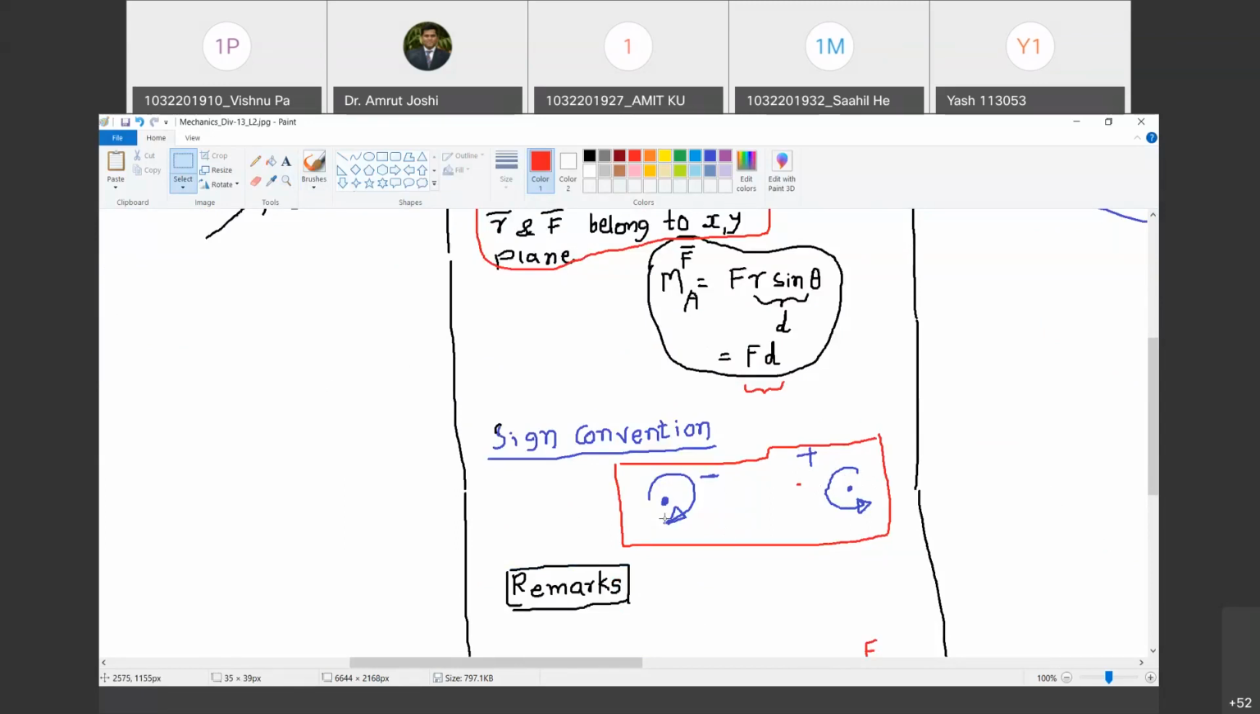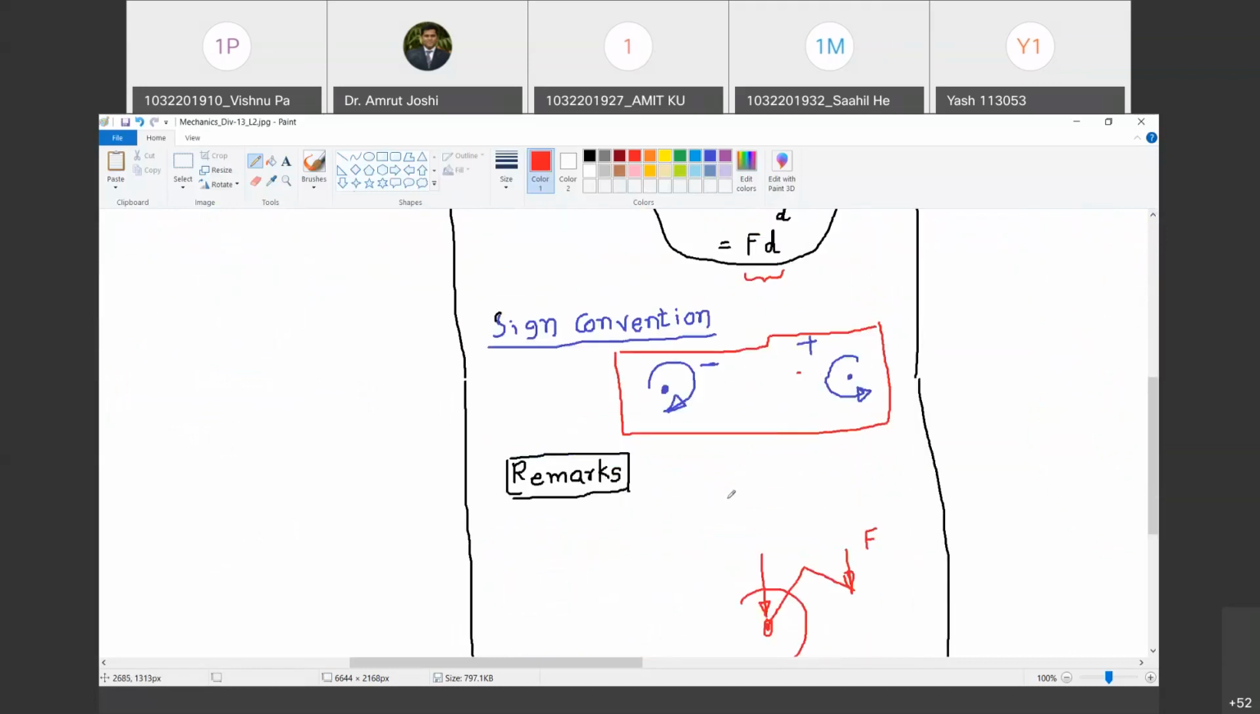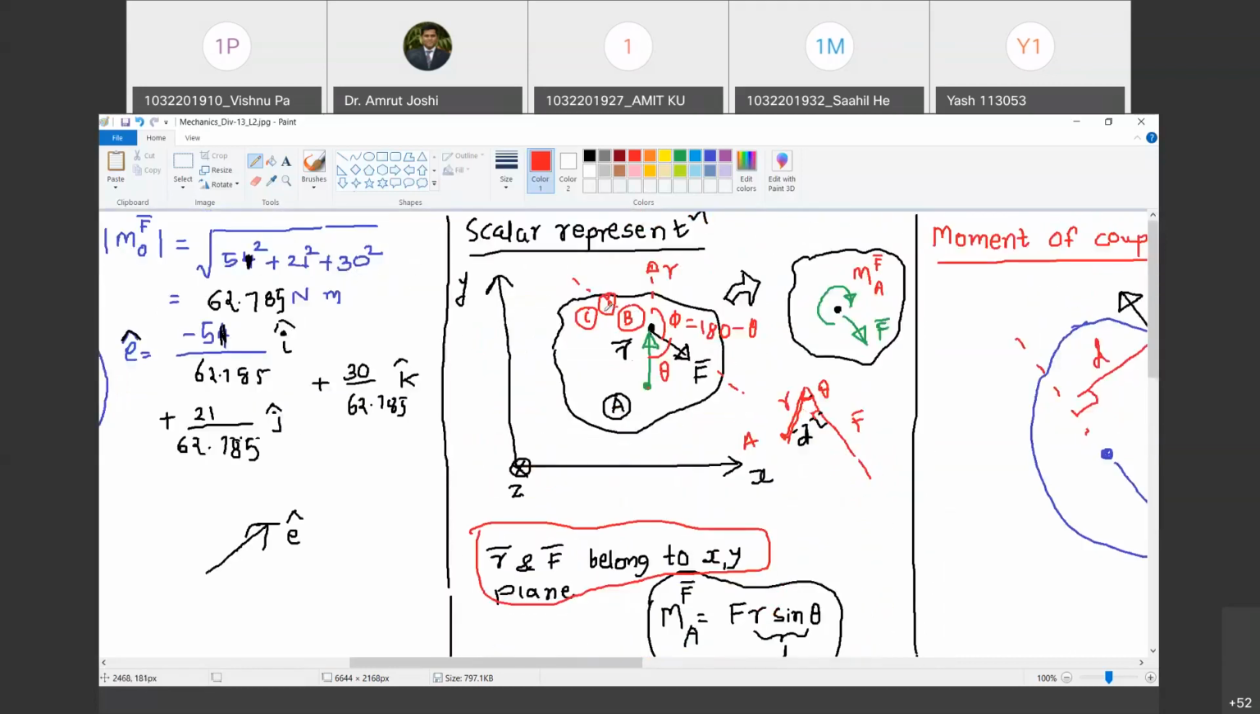Now, let us have certain remarks about this concept of moment of a force. Imagine I consider a point on the line of action of force. Let us say I am considering this point C. If I want to find the moment of this force F bar at C, what will it be? Zero. Why? Because the perpendicular distance between point C and the line of action of F is 0.